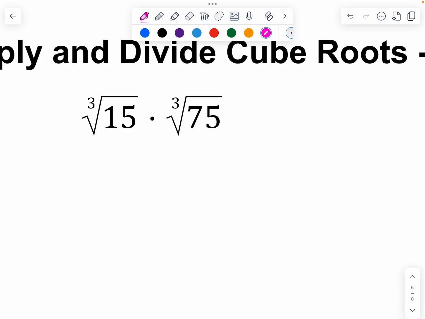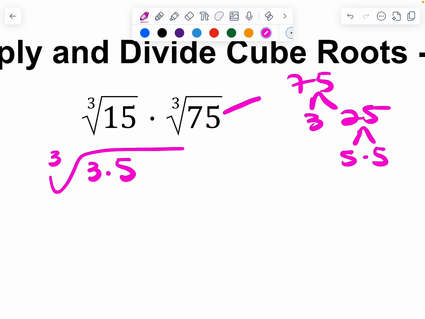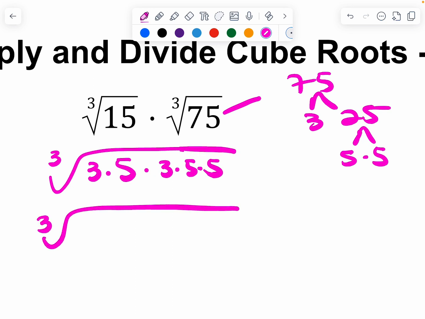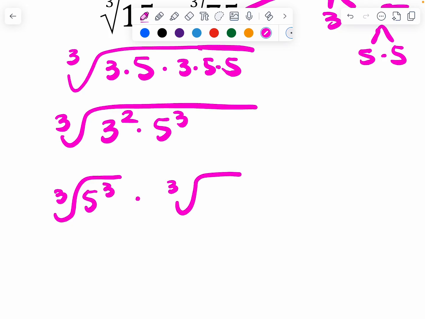Here. We'll do this. 3 times 5, 75. 3 times 25, 5, 5. So I have a 3, I have a 5, I have a 5. I'm going to write it all out for you to help you. 3 squared, 5 to the third. Look at that. Cubed root of 5 to the third times the cubed root of 9. So 5 cubed root 9.